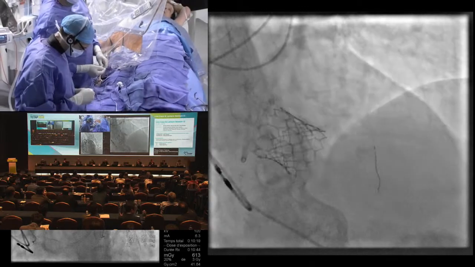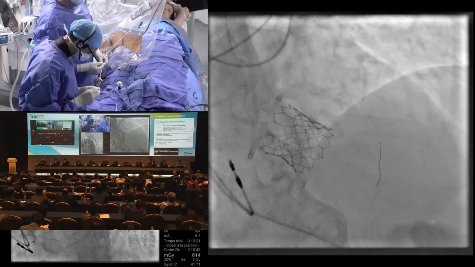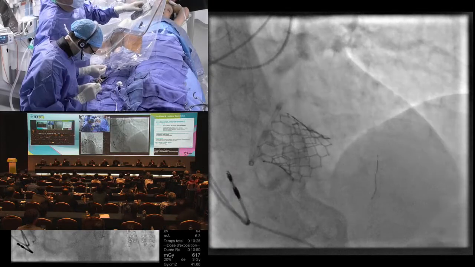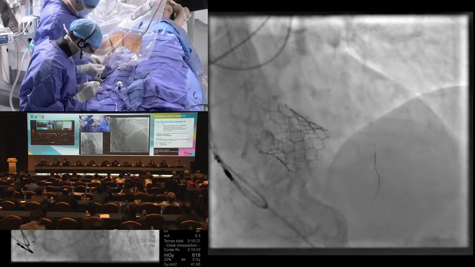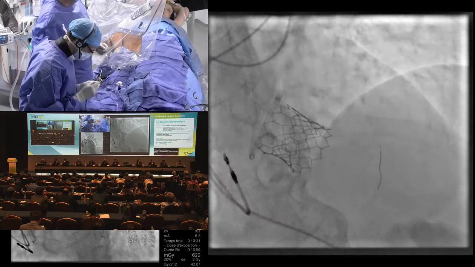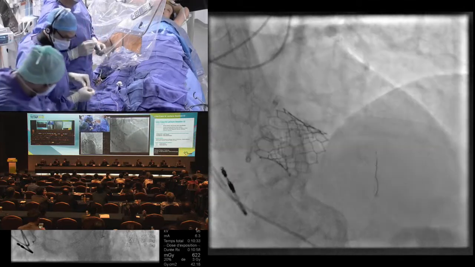I wonder why she's so tachycardic. So concerning the, I will show you. Sorry, a question: why is her heart rate so high? I saw that her heart rate was very high. Is she in sinus rhythm?